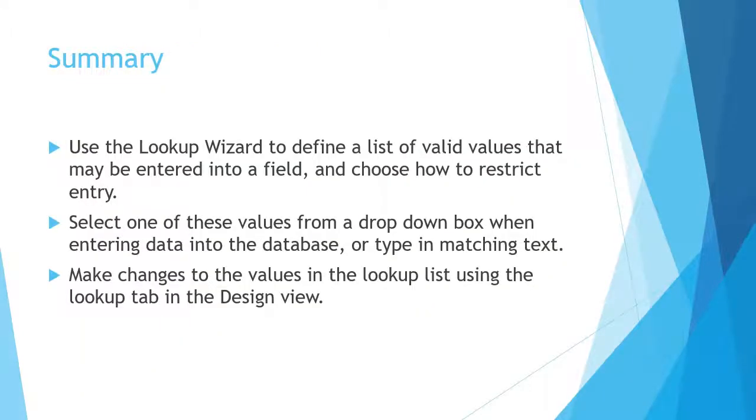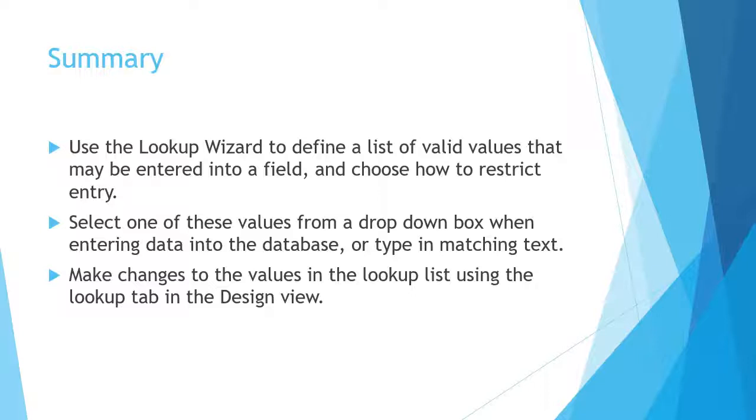All right, let's wrap things up. In order to create a list of valid values for the user to choose from in a field, you can use the Lookup wizard. The wizard will also let you decide how restrictive you want to make their choices and whether or not to allow multiple values. Either in the datasheet view or through a form, the user can then choose from the menu of valid values from a drop-down list or by typing the matching text into the field.